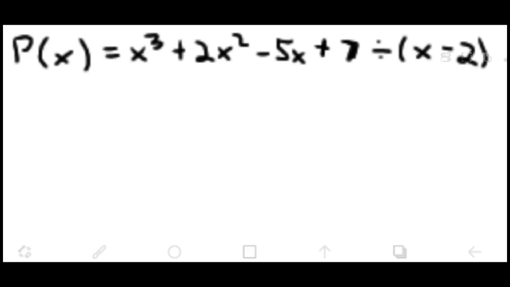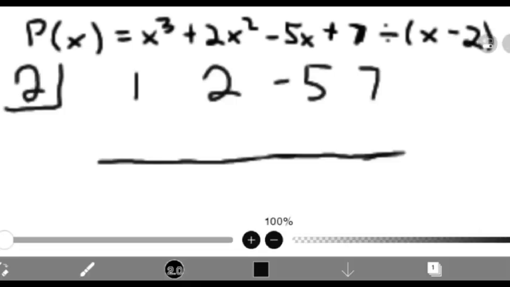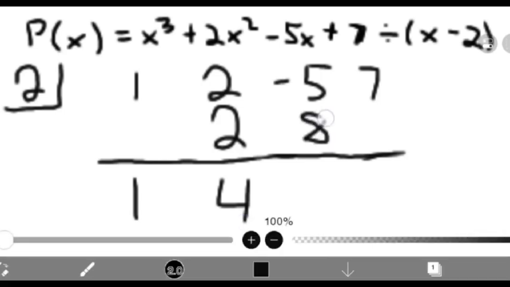Now, to identify the remainder, we're going to use synthetic division. So now, to answer this, we're going to bring down positive 1, then multiply it by our divisor, which is positive 2. So the answer is positive 2. Then we're going to add 2 plus 2 equals positive 4. And then positive 4 multiplied by 2 is equal to 8.